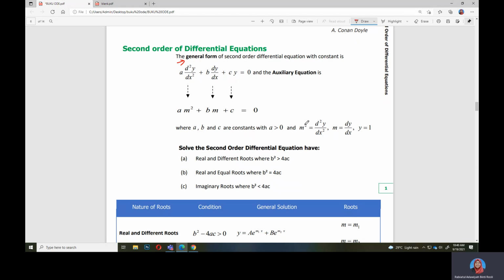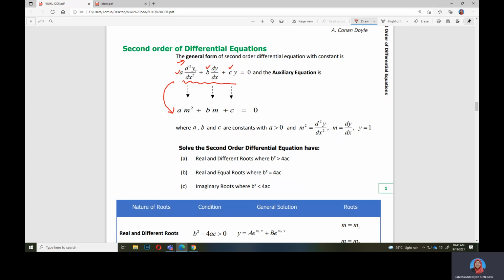So for today, I will teach you how to solve the second order differential equation. First of all, you have to look at the general form. The question will give you in this form: a times the second order derivative, plus b times the first order derivative, plus cy equals 0. As you know, a, b, c are constants, so any number will do. From this general form, you have to convert it into this term.